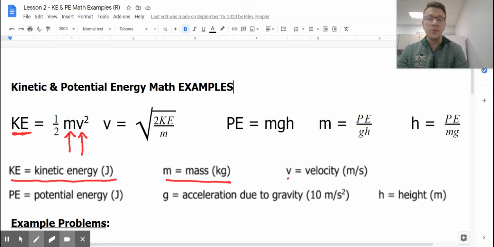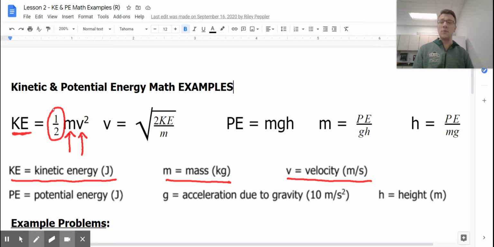Okay, so an object's velocity, and then we have to square that value, and you're just squaring the velocity, not the mass. So if the mass is 10 kilograms and the velocity is 5 meters per second, we would square the 5 meters per second. Then we would multiply it by the 10 kilograms. And then you have to cut that in half. Okay, whatever you get after you multiply those things together.